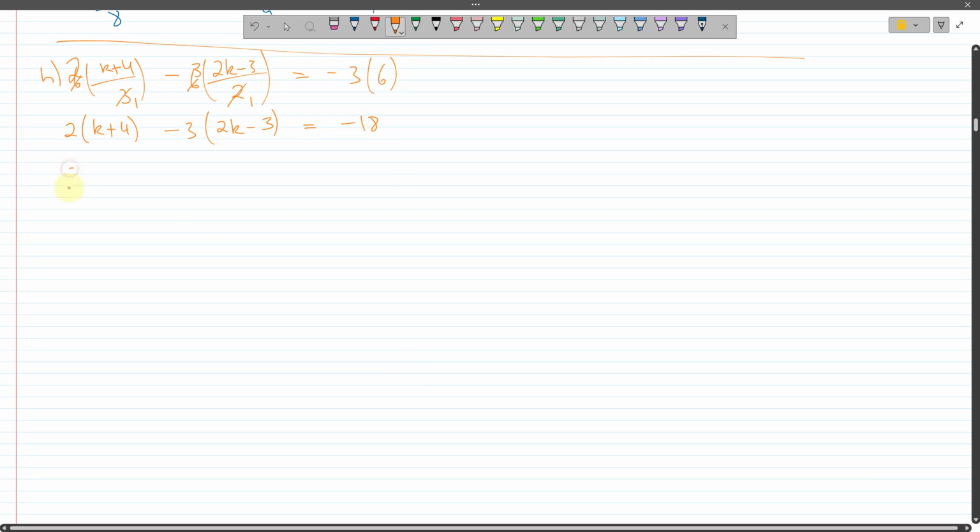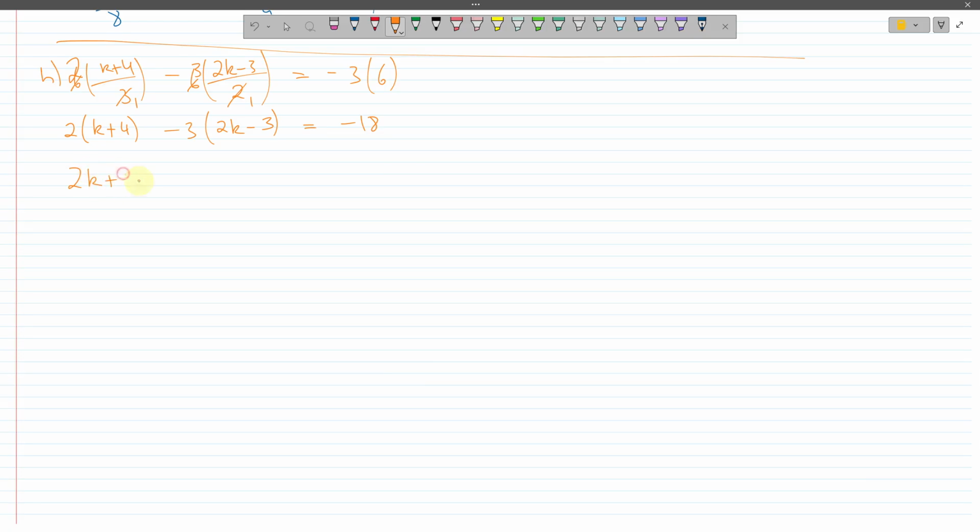Anyway, so expanding, 2k plus 8. Negative 3 times 2k is negative 6k. Once again, most common mistake, that's a negative. Negative 3 times negative 3 is positive 9. Most common mistake in all of 9, 10, 11, 12 maths, advanced maths, extension maths, and so on and so forth, okay, is equal to negative 18. Sorry for changing color pen.